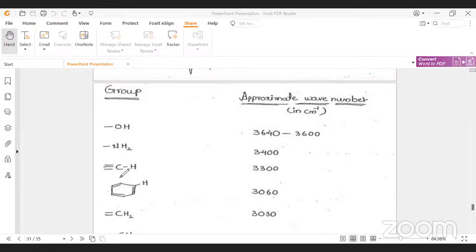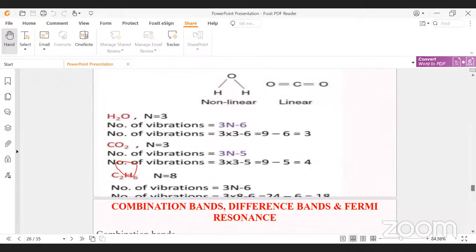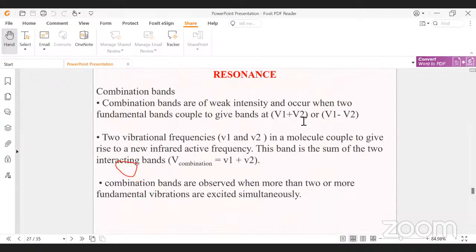Sir, Fermi band, you said fundamental vibration coupled with an overtone or combination band. Sir, what is a combination band? Combination band means like V1 plus V2 bands, or V1 minus V2 bands. Earlier we had discussed this. Look here. Okay, sir.